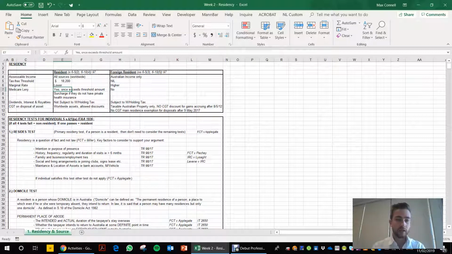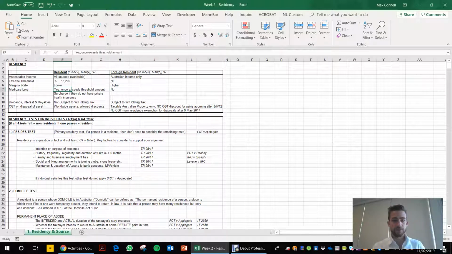And the last point is just on CGT. Australian tax residents have to pay CGT, same as their assessable income, on all of their worldwide capital gains, all of their worldwide assets, and they are allowed the CGT discount. Foreign residents, on the other hand, it's interesting. They're only assessable on taxable Australian property, which basically means direct interest in Australian real estate or land, or indirect interest via shares, for example, if they own shares in a land banking company.